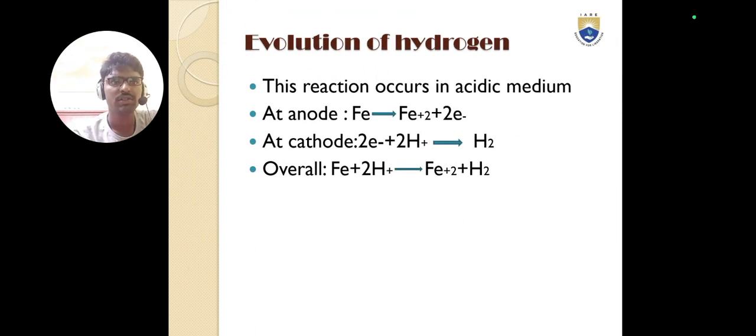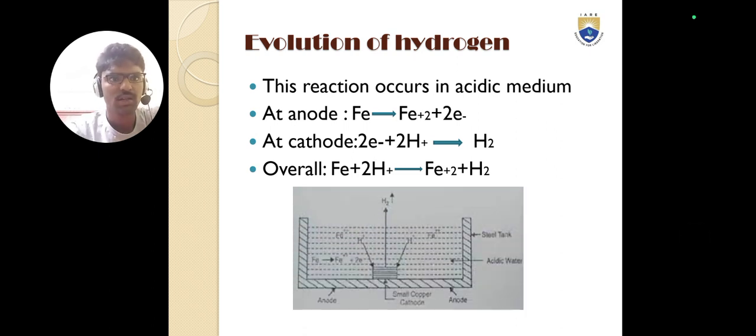Evolution of hydrogen: this reaction occurs in acidic medium. At the anode, iron is oxidized into Fe2+ cation plus 2 electrons. At the cathode, 2 electrons plus 2 hydrogen ions form an H2 molecule. Overall, Fe plus 2 H+ gives rise to Fe2+ and an H2 molecule.